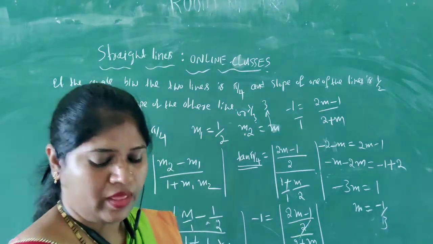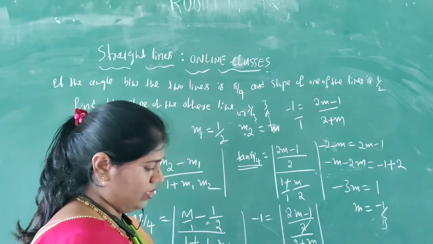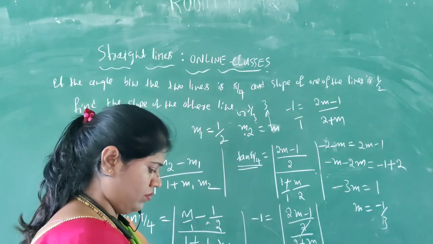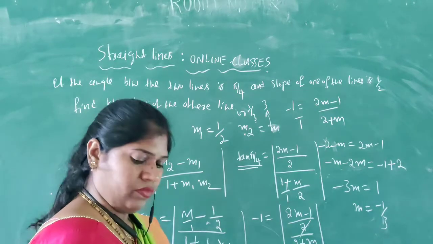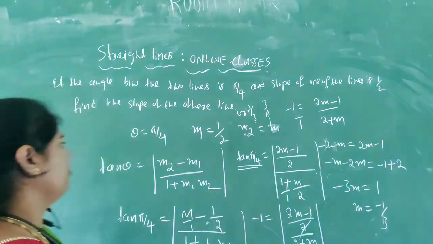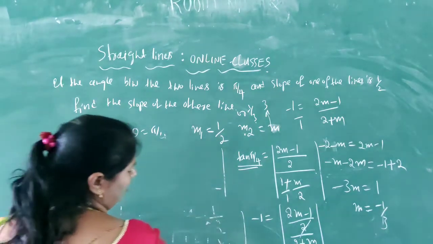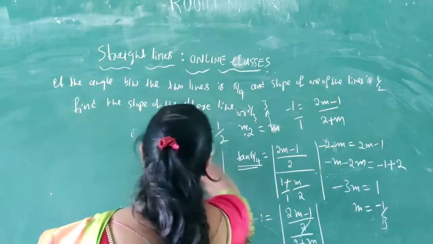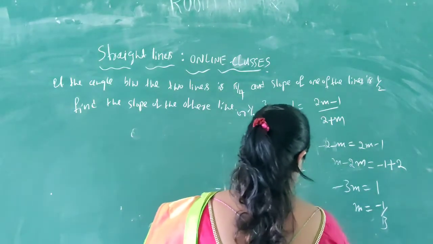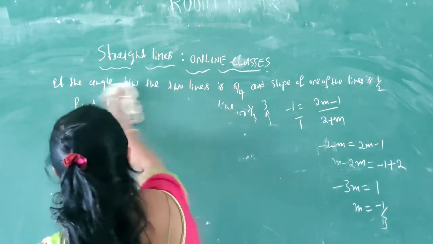Next, the next question will be like this. Before solving this question, we should know the condition for parallel and perpendicular. If the two lines are parallel, then m1 is equal to m2. This is the condition for parallel and perpendicularity of the two lines.